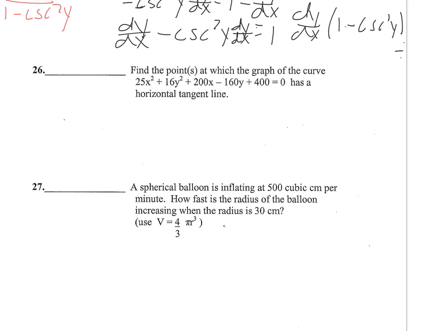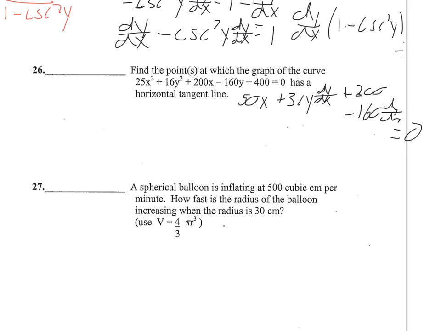Okay, find the points at which this graph has a horizontal tangent line. Alright, well, I'll find the derivative of this, and it is 50x plus 32y dy over dx plus 200 minus 160 dy over dx plus 0 equals 0.